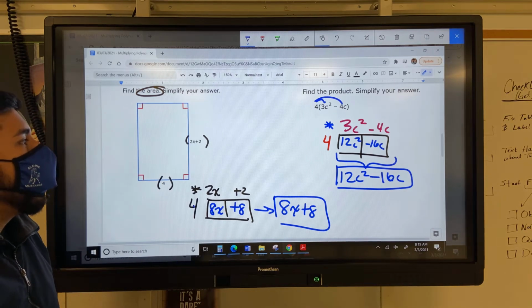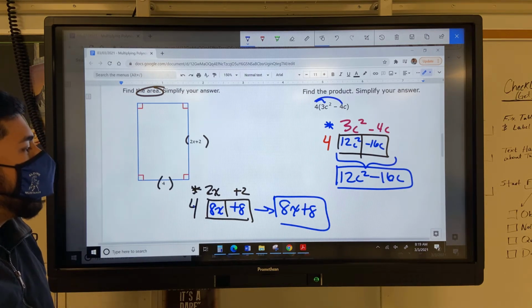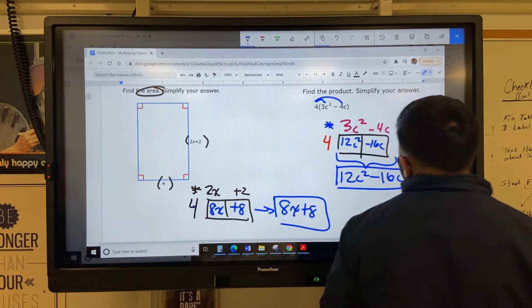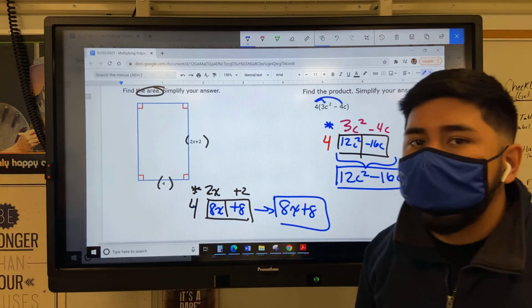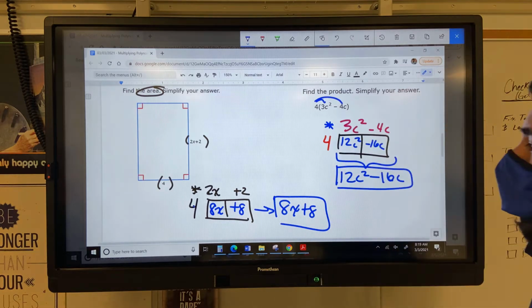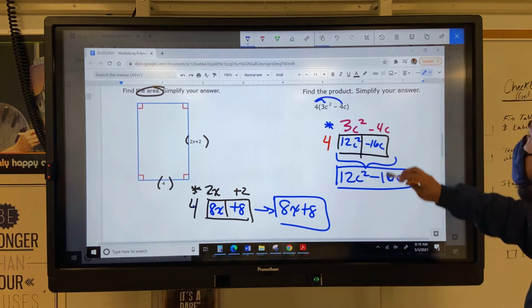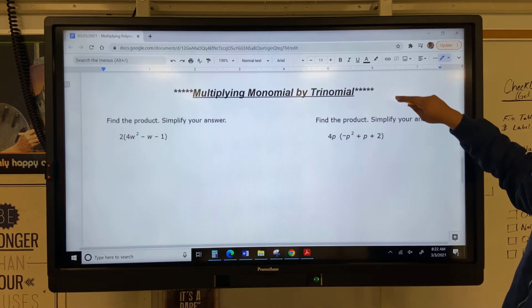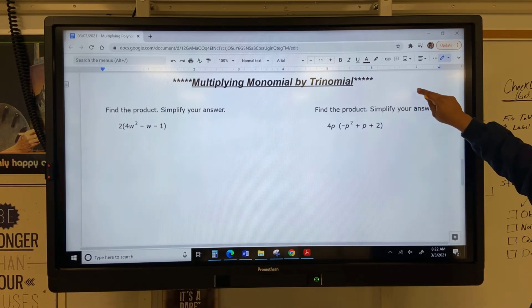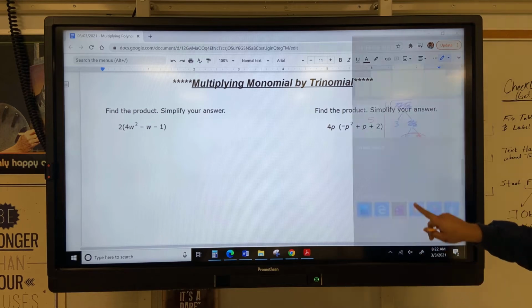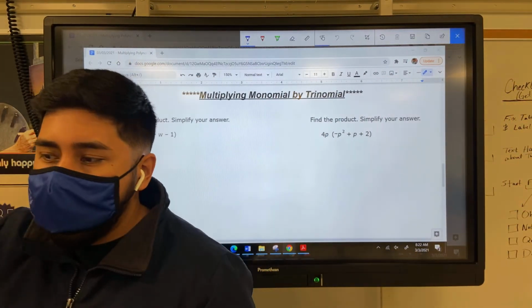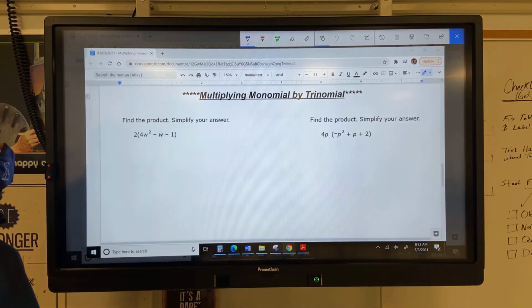Mono times any polynomial is pretty simple, but let's make it more interesting with a mono times a trinomial. You need to copy. Rewatch it if you need to see what I did. Mono times a trinomial, so like I said, this is a 1 times a 3. We got two versions, one without a variable, the other one with the variable. So let's check it out.